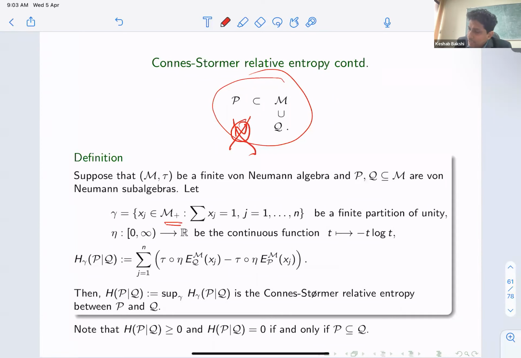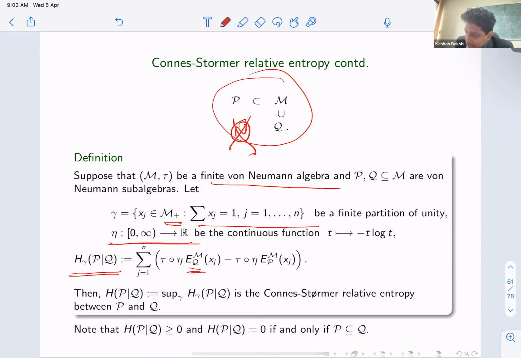This is the modification by Pimsner and Popa. Given a type II_1 factor, or any general finite von Neumann algebra, a tracial von Neumann algebra, and two von Neumann subalgebras P and Q, we consider the set of all partitions of M, that is, positive elements with sum 1. And from the ergodic theoretic concave function eta, t going to minus t log t, using functional calculus, one can define that relative entropy by fixing one partition gamma.